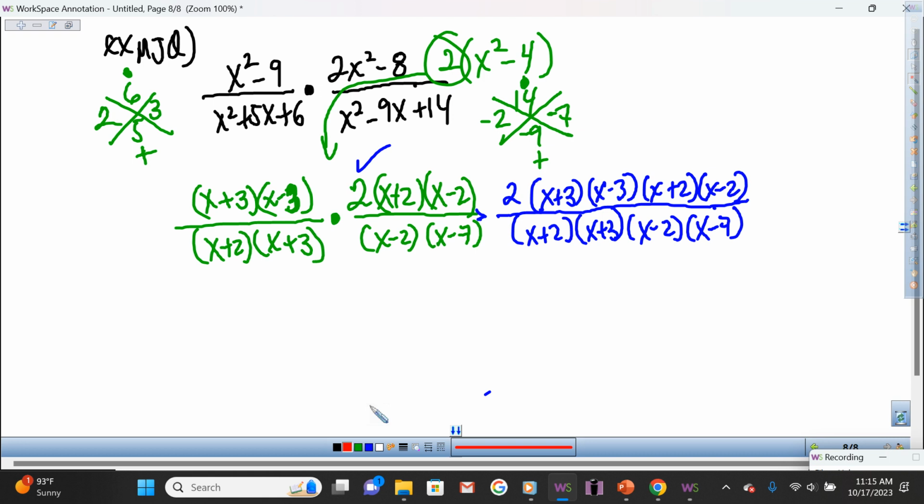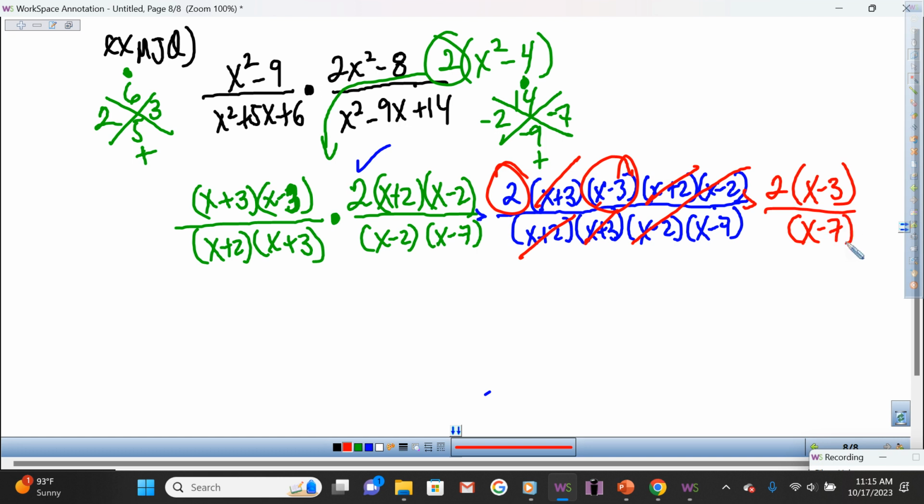And what are my giant ones? Everyone? X plus 2, okay. This one and this one. What else? X plus 3. What else? And x minus 2. So what do we have in the numerator? This and that, so that is 2 times x minus 3. And denominator, x minus 7. All right, from 1 to 5, how comfortable are you with this so far? Yeah? Okay.